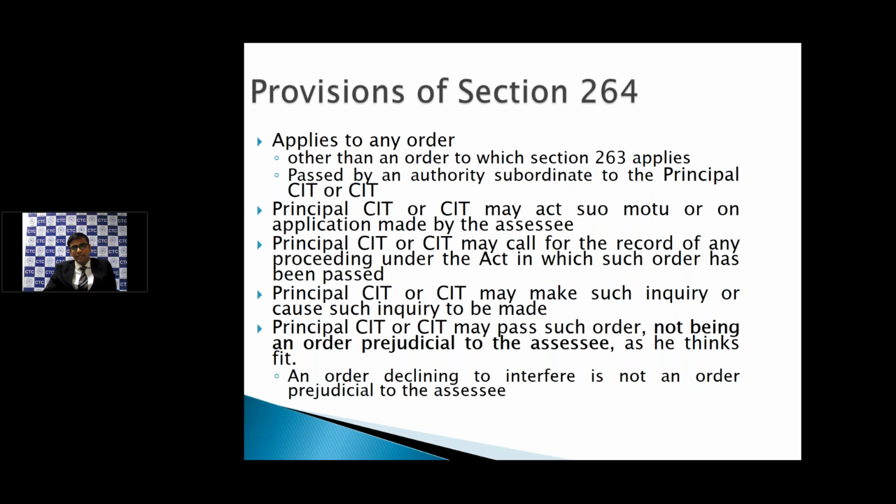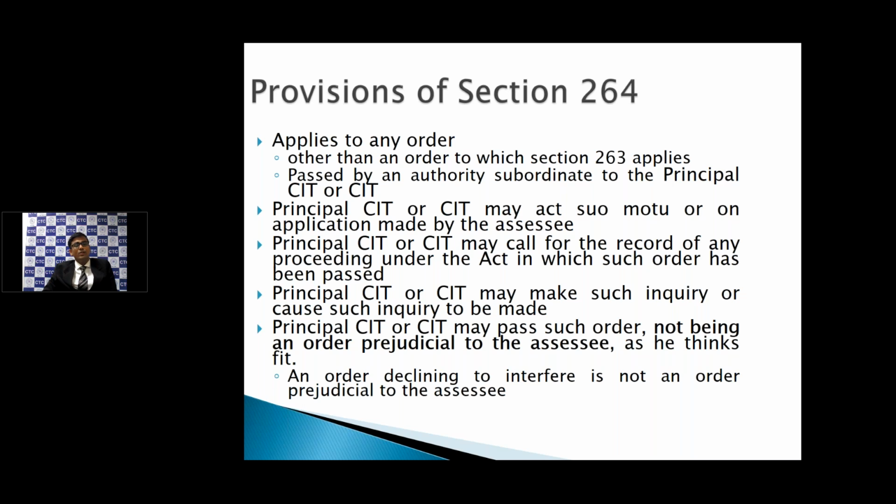If an order is in favor of the assessee, it will be prejudicial to the interest of the revenue. Once it is prejudicial to the interest of the revenue, it will fall in the domain of section 263. So any order which is against the assessee can be revised by the CIT using his administrative power under section 264. This administrative power of revision in favor of the assessee can be exercised either suo motu or on application by the assessee. The CIT may call for the record of the proceeding in which an order has already been passed. So similar to 263, he cannot call for the record of a pending proceeding. Once the proceeding is completed and the order has been passed, the CIT can call and examine the record.